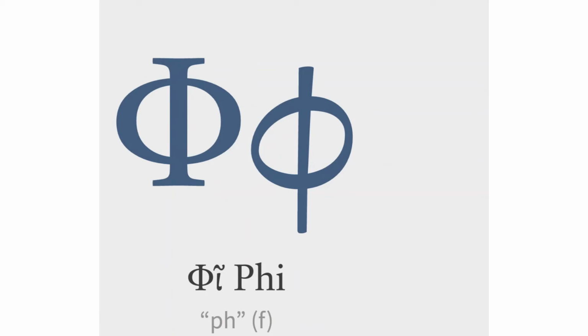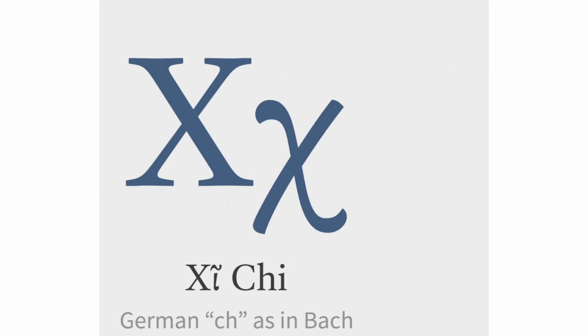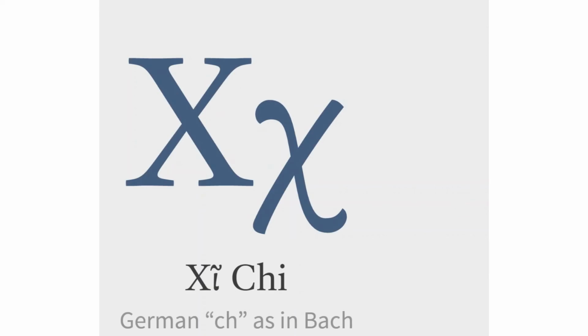Then phi. You may have heard this pronounced fie, but in Greek we say fee. The uppercase and the lowercase look very similar, especially when you write them. Phi. Now the next one is going to look like our X, but it's not an X at all. It's chi. It has a K sound like in Bach, the composer. Chi. Upper and lowercase look very similar.